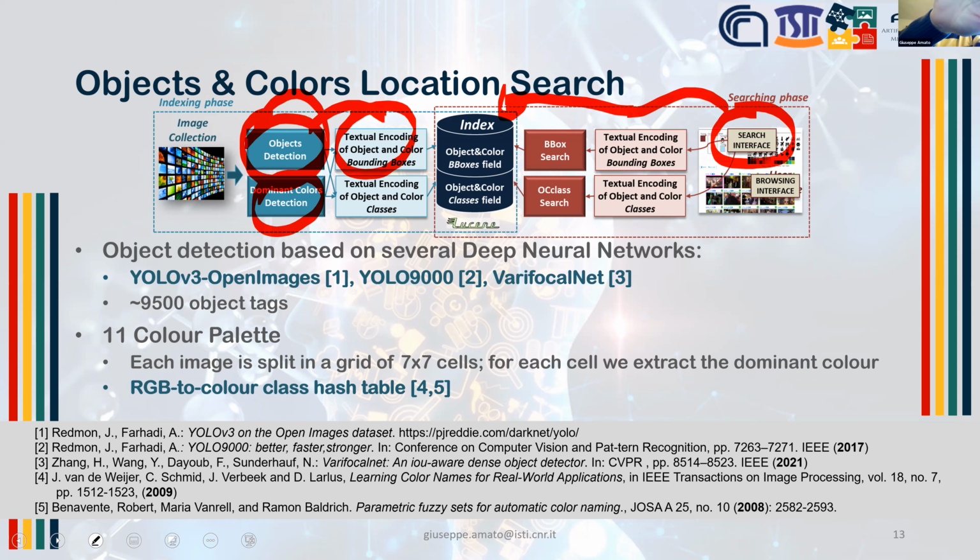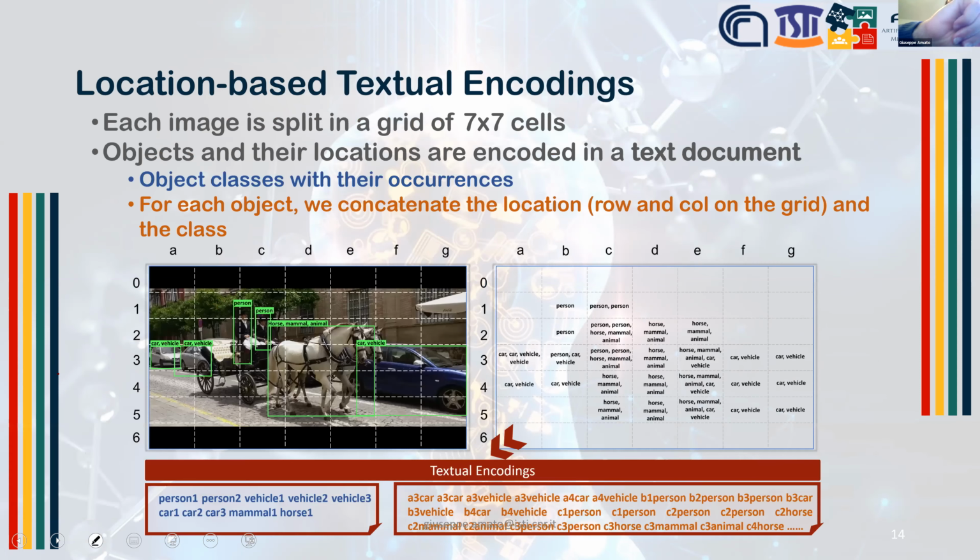As object detectors, we use various off-the-shelf object detectors. So we use YOLO, YOLO 9000, and Very Focal Net. So in the end, we have about 9,500 different objects that can be detected in keyframes. So, okay, suppose you have this keyframe here, and you have detected a car or a vehicle here, another car and another vehicle here, a person here, a horse here, etc. Okay, that's fine. We want to represent this information in a convenient way in order to be able to retrieve this picture efficiently.